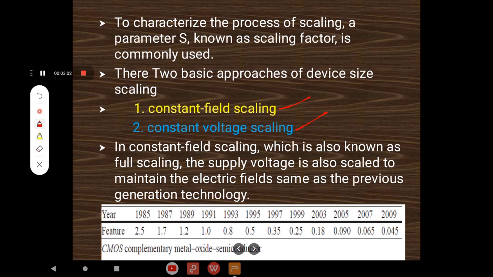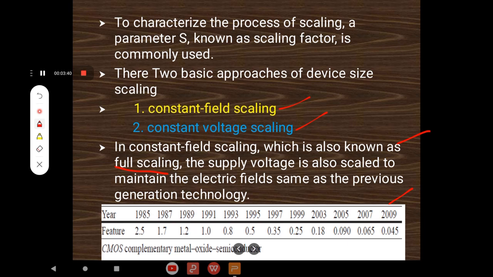In constant field scaling, which is also known as full scaling, the supply voltage is also scaled down to maintain the electric field as in the previous generation technology. In the case of constant field scaling, we have to reduce the supply voltage, but we need to maintain the corresponding electric field within the device. That is very important.